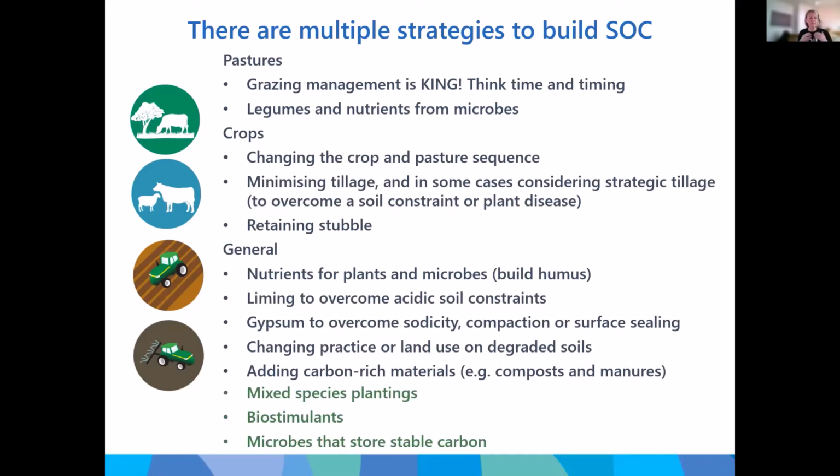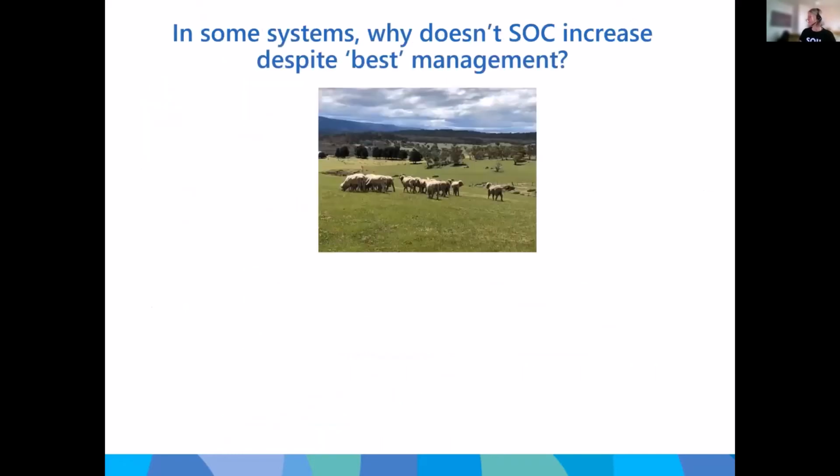This is in green because there's an emerging body of literature here, some in Australia and a lot in the States, which I just think is super exciting around mixed species plantings, biostimulants, and microbes which are being, I guess, curated to store more stable forms of carbon. The example of that is melanized endophytic fungi. So there's some exciting stuff happening in this space, which means this is really an emerging industry, but it's also, I think, putting soil organic carbon back at the forefront of producers' minds. Its benefits go beyond trading. It's about resilience and it's about improving soil condition.